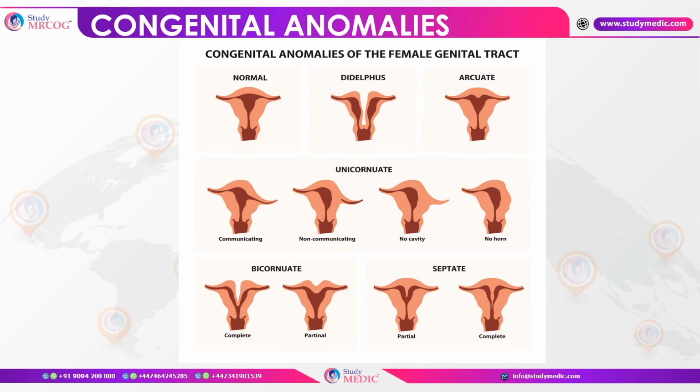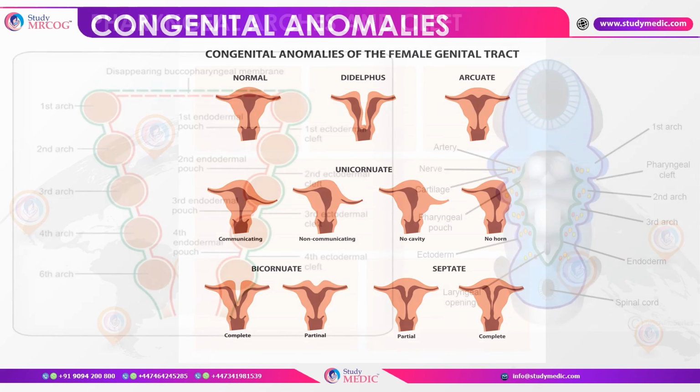The difference between bicornuate and didelphys is that in bicornuate there is a single cervix and in didelphys there is a double cervix. Now coming to septate uterus, in septate uterus basically there is incomplete absorption of the septum or incomplete absorption of both the tubes after fusion. So depending on the level of septum, it can either be a partial septate uterus or a complete septate uterus.